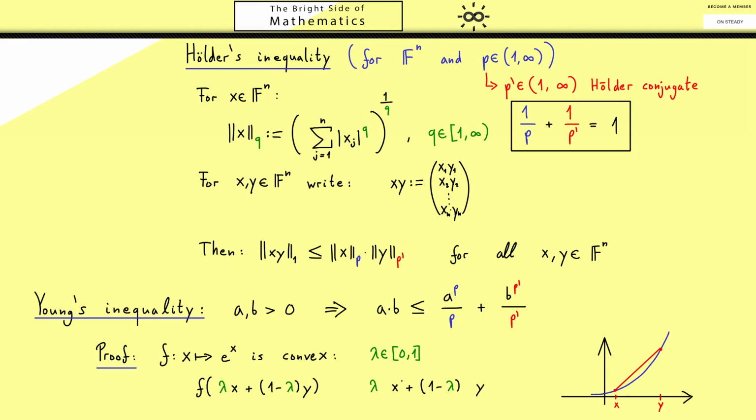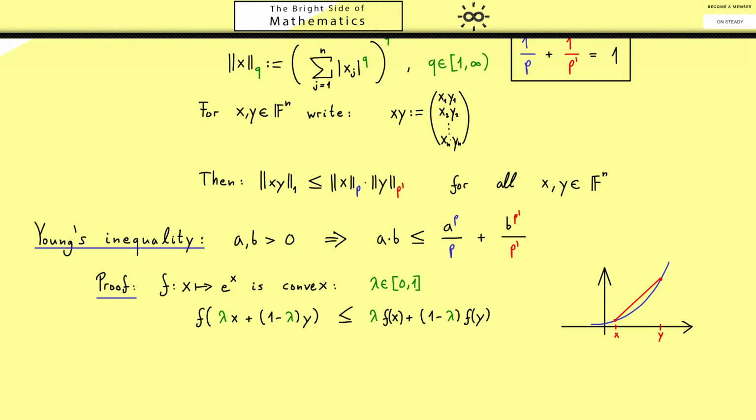Now with the red line, we also get a convex combination with the images, which means we have here instead of x and y, just f of x and f of y. Therefore, being always above the blue graph means we have here our inequality, which we now want to use for some special numbers. Lambda should be 1 over p, and then 1 minus lambda should be 1 over p prime.